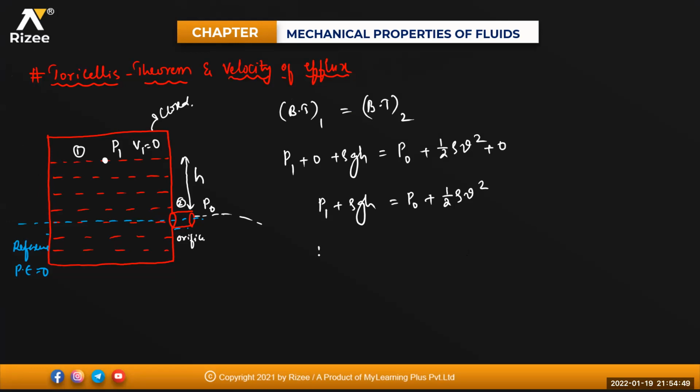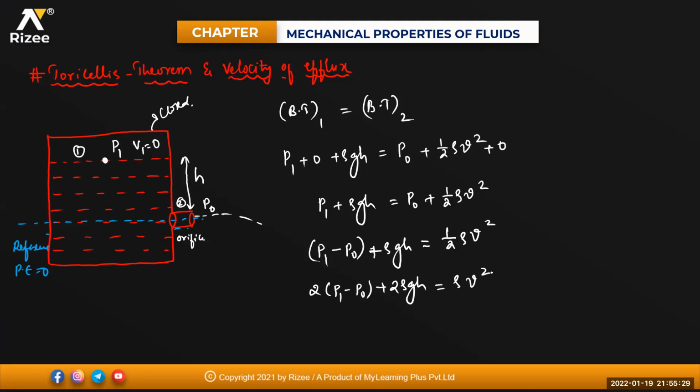So I can write here P1 minus P0 plus rho g into h is equal to half into rho into v square, isn't it? I need the velocity right now, beta. So I need the velocity from this one, so I can take this 2 on this side. By multiplication, this will become 2 times P1 minus P0 plus 2 rho g into h is equal to rho into v square. Clear? This rho you take on this side, beta.